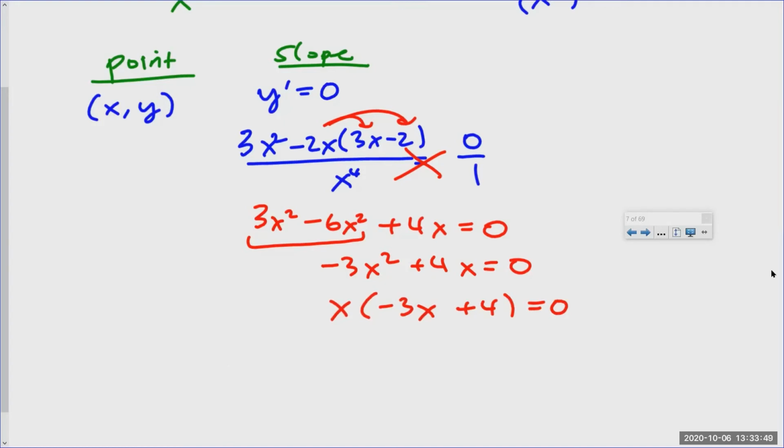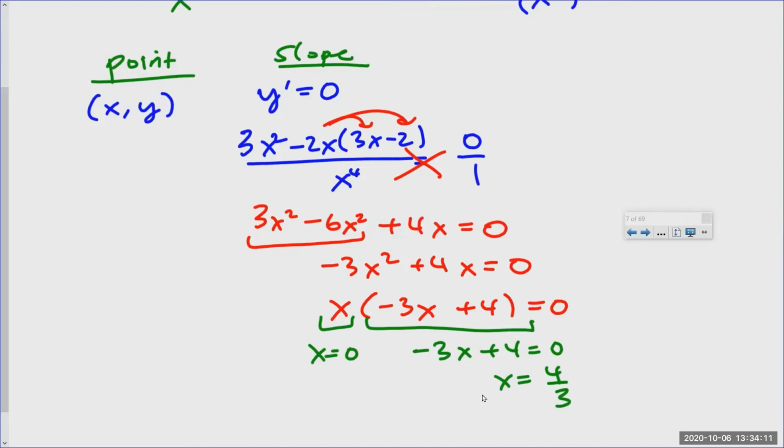Okay, and then what you get is something times something equals 0. When something times something equals 0, what does that mean about one of these? One of them has to be 0, okay? So either your x must be 0 or your negative 3x plus 4 must be 0. And if I solve that, subtracting 4, I'll get x is equal to 4/3. Either x is equal to 0 or x is equal to 4/3, okay?